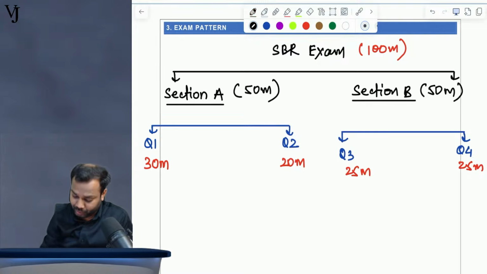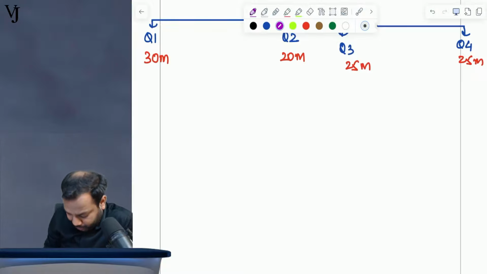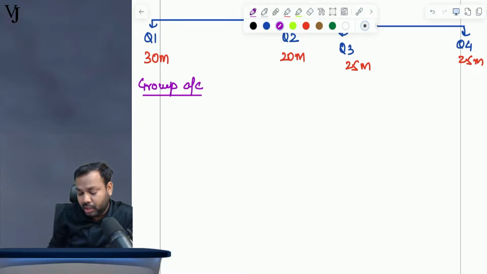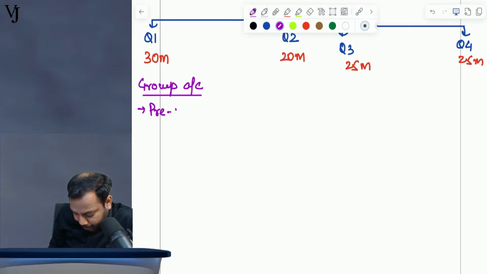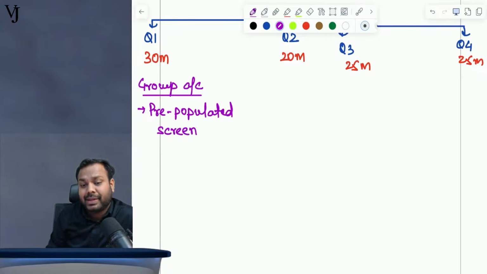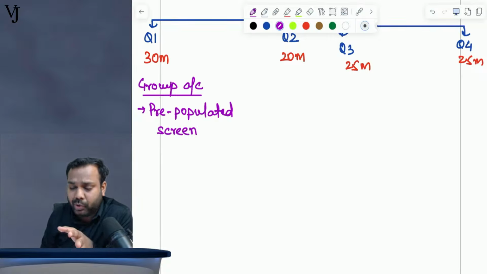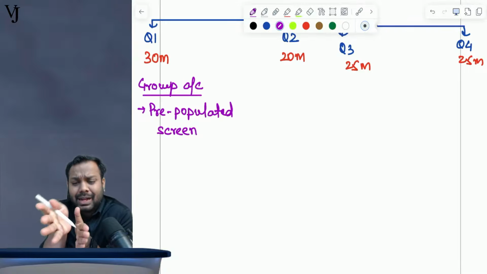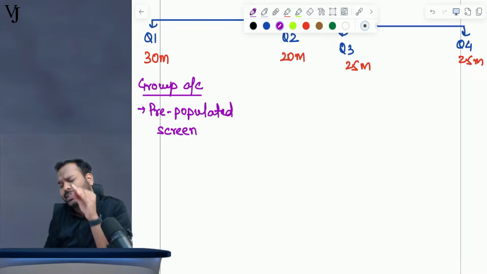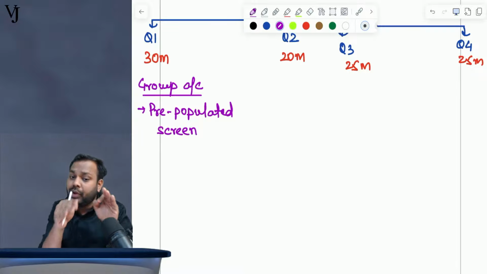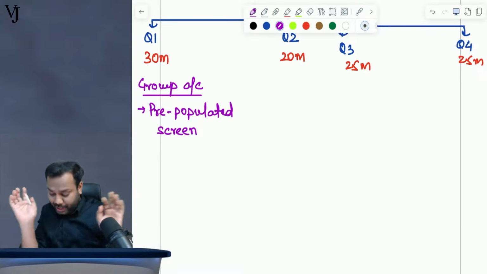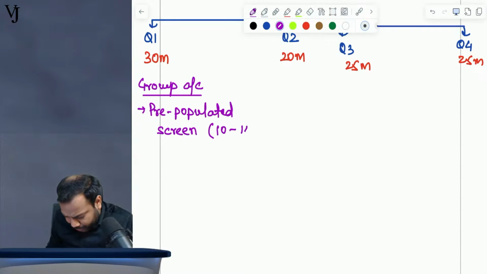Now understand one thing. In question number 1, they will be strictly focused on group accounting questions only. Out of these 30 marks also, they will ask you with a pre-populated screen. In this pre-populated screen, they will prepare the group FS. They would have made some mistake in that group FS, which you are required to identify and rectify. And they will ask this for around 10 to 14 marks.